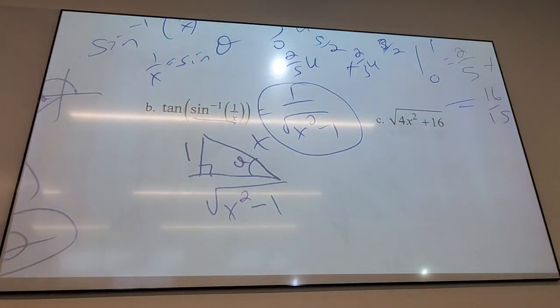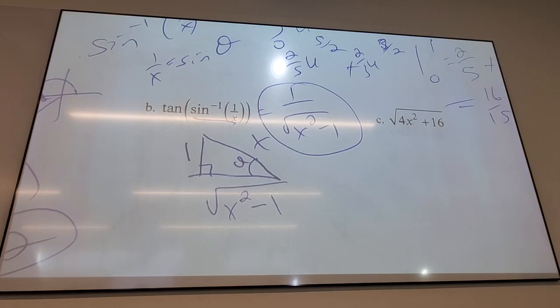At least for this to be real valued and works well in our number system. What must be true about x? Okay, greater than 1 or less than -1. So the absolute value of x must be greater than 1.